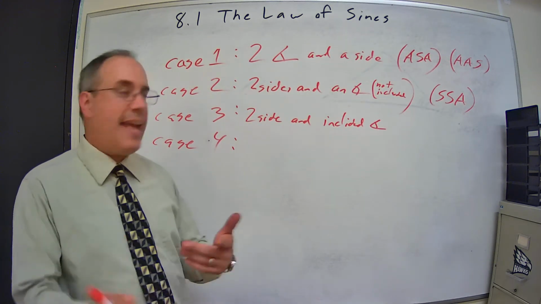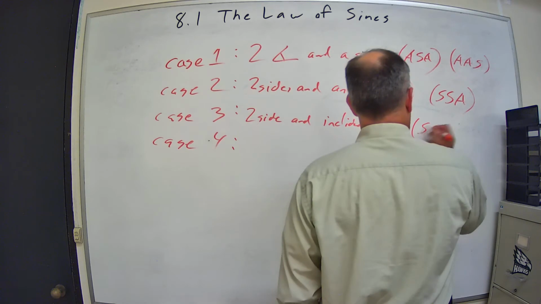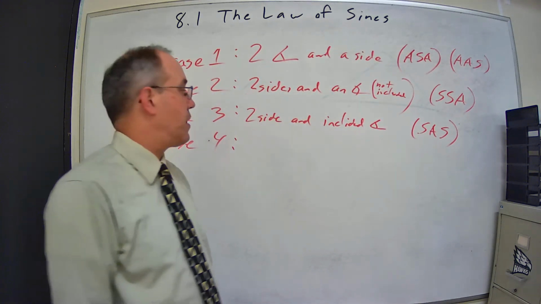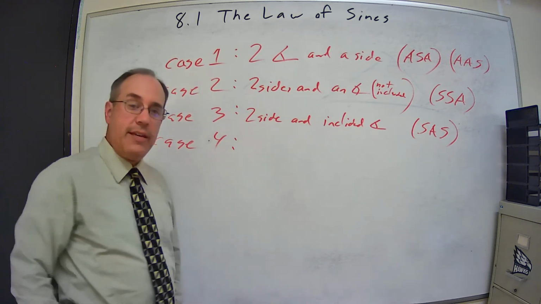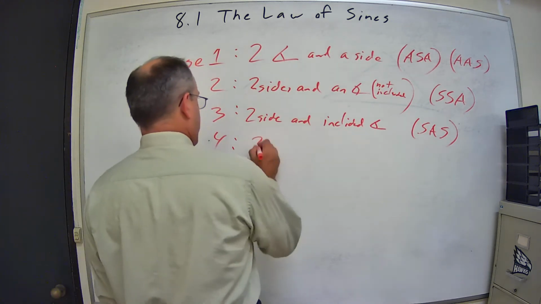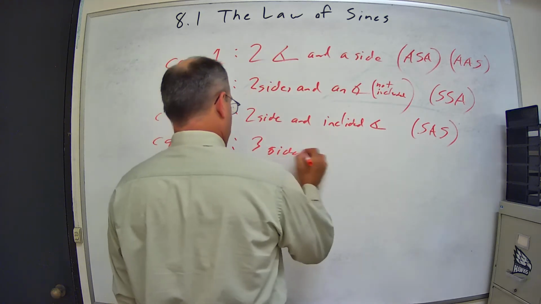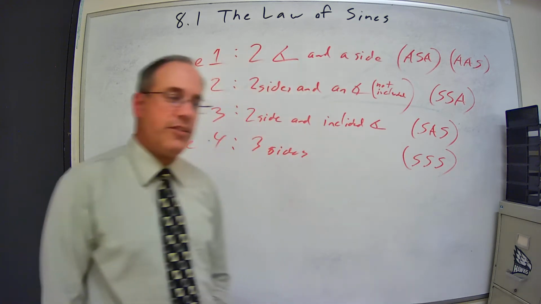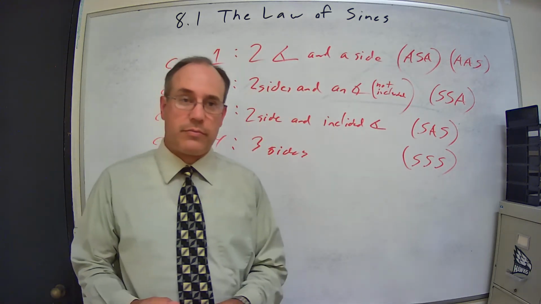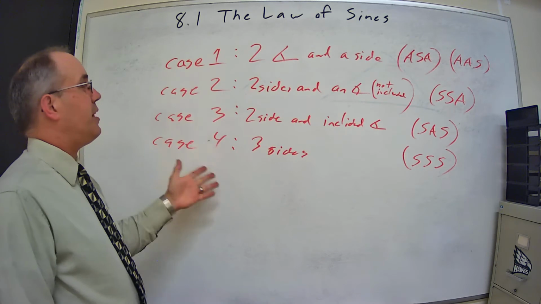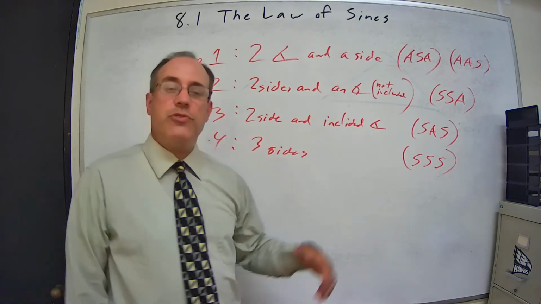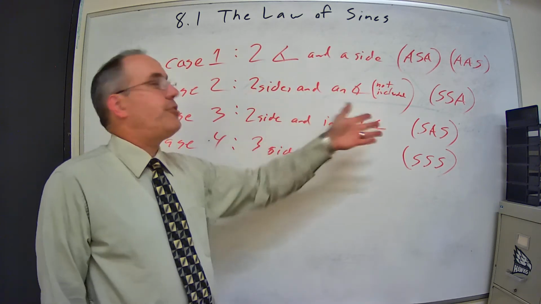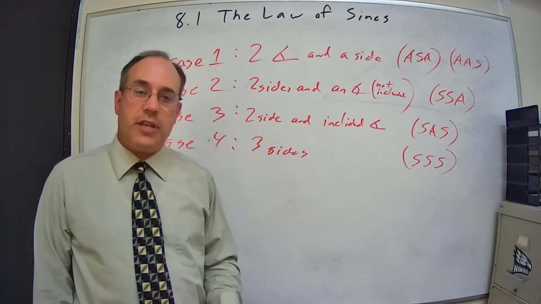So two sides and the angle in between them, so that would be side, angle, side. And then the fourth case is that we have three sides. We'll call that SSS for side, side, side. So these are the four different things that we can be given and use either law of sines or the law of cosines to find all the angles and all the sides of the triangle.